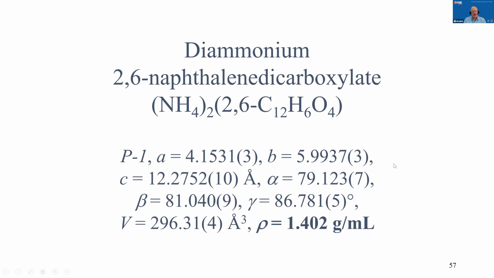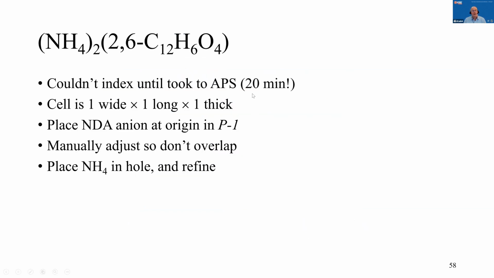And then it became interesting because if you search the Cambridge database for compounds like this, you expect them to have a density about 1.6, and this is 1.4. So it was lower than usual. It's kind of interesting. Anyway, I collected the data in 20 minutes. And once I had this cell, I realized it was about one NDA long, one wide, and one thick. So it's a centrosymmetric anion. So I assumed space group P1 bar, put it at the origin, manually adjusted it to orient it long, width, high, so that they didn't overlap.